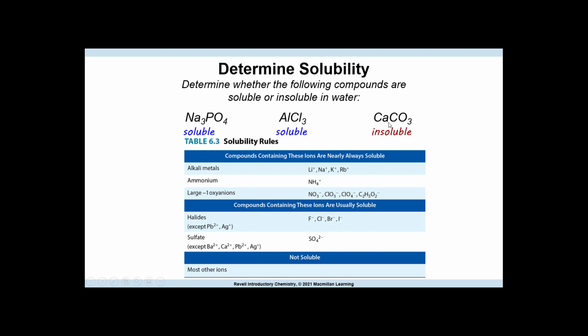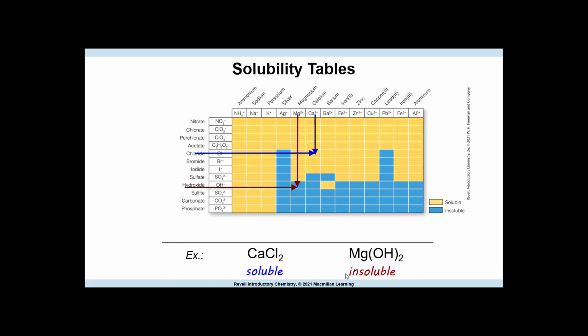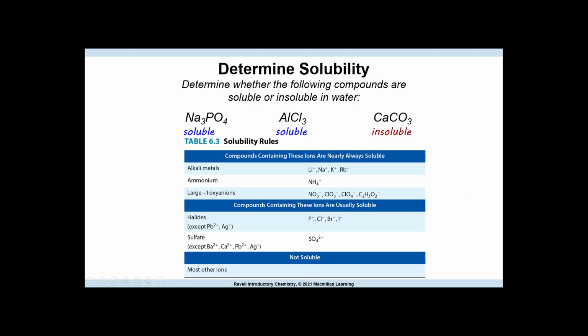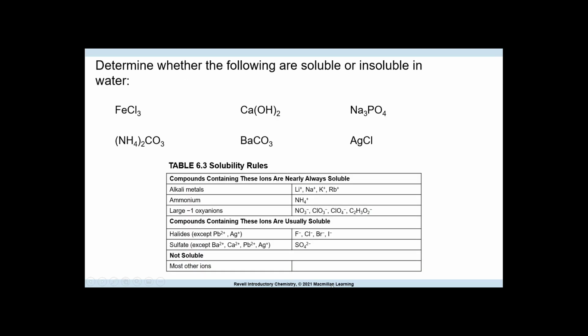Basically, this is why I don't like this table. Carbonate's not on here, and calcium's not on here. So what it's saying is because it's not on here, it's insoluble, so it applies to this one. I don't like that. I would rather have something that tells more. Let's see if it's on here. I'm just going to wing this and see if it's here. We have calcium and we have carbonate, and it is blue, so it's insoluble. I don't like this table.